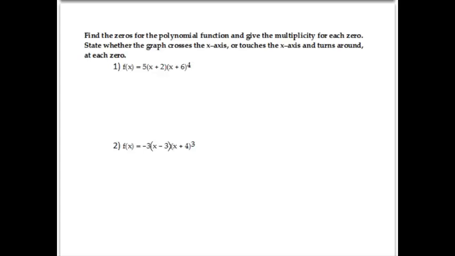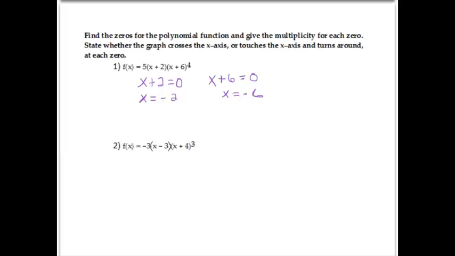Alright, these instructions say find the zeros for the polynomial function and give the multiplicity for each zero, state whether the graph crosses the x-axis or touches the x-axis and turns around at each zero. So to find the zeros, you set each parentheses equal to 0, so I'm going to say x plus 2 equals 0 and x plus 6 equals 0. Now I'm going to solve those. So this first one gives me x equals -2. The second one gives me x equals -6.